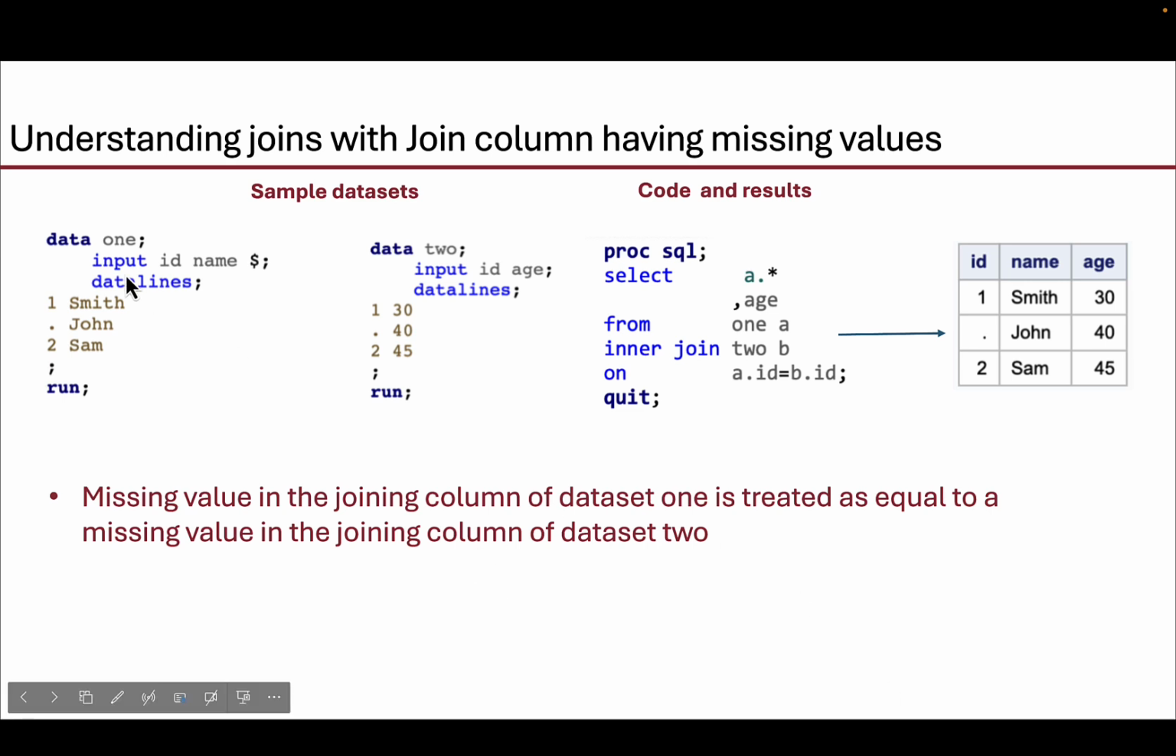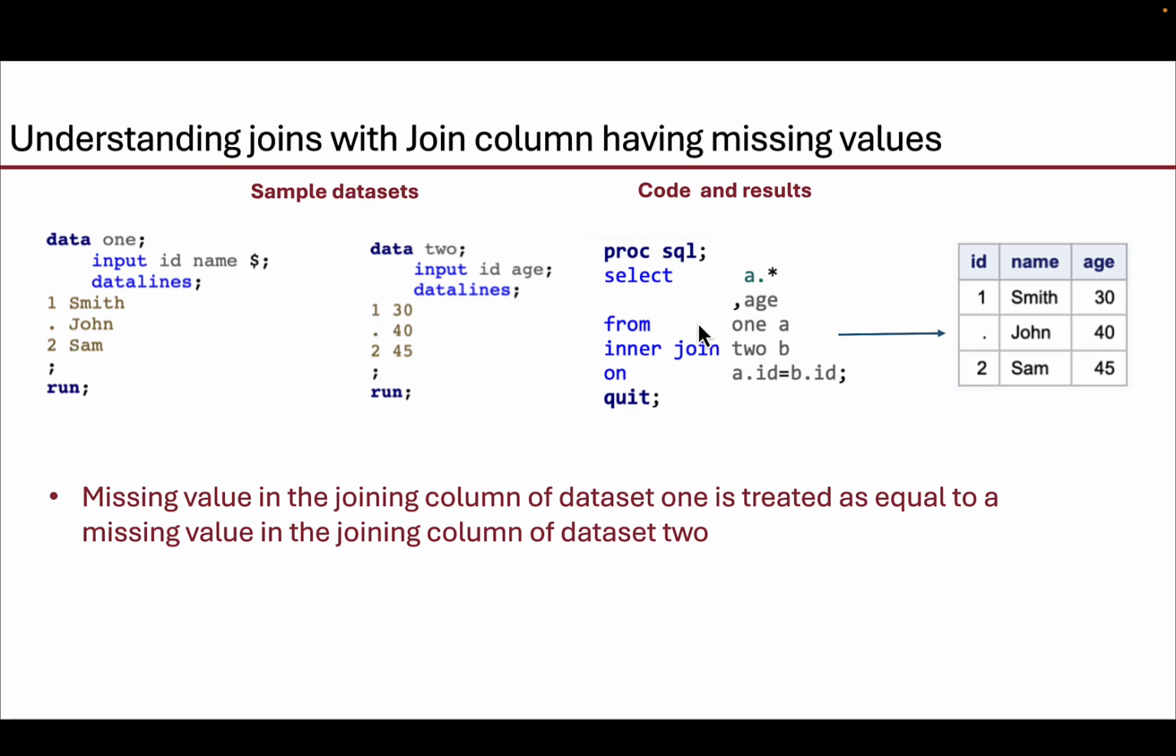Here I have two data sets. The first one is known as data 1 and the second one is known as data 2. If you see here, we have two variables each in both the data sets. In the first data set, I have ID and name as variables, whereas in data 2, I have ID and age as variables. Now, if I want to join data sets 1 and 2 based on the ID variable, what would happen? There are three observations here and three observations here.